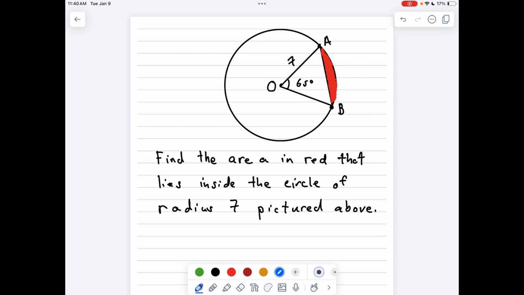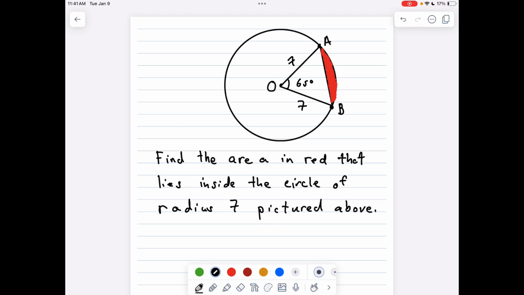So this triangle would be an isosceles triangle. Why? Because you have two sides here that are of the same length. The lengths OA and OB are the length of the radius, so they have to be the same. So it's 7. Two sides of our triangle being equal, that is an isosceles triangle.